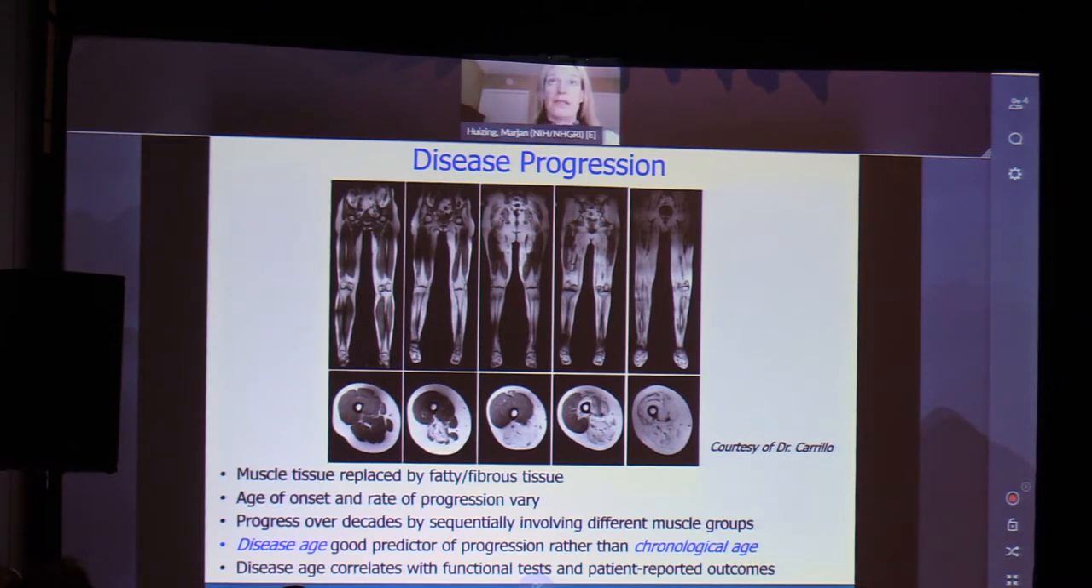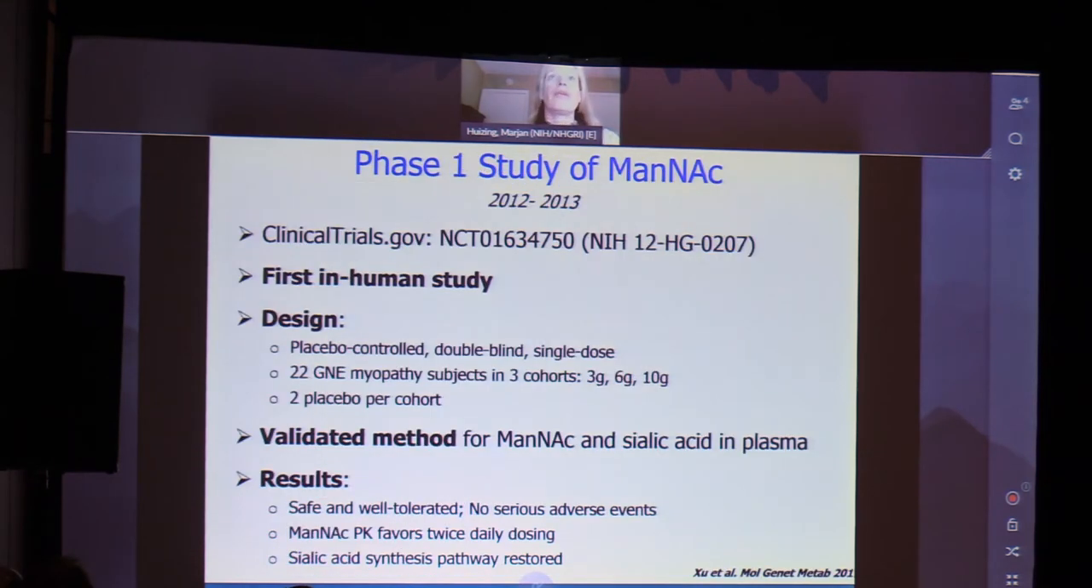Then the phase one study of MANAC was a first-in-human, placebo-controlled, double-blind, single-dose study. 22 patients were divided into three cohorts, receiving 3 grams, 6 grams, or 10 grams of a single dose of MANAC. We established a validated method for both MANAC and sialic acid measurements in plasma. The result of this phase one trial is that MANAC is safe and well tolerated, with no serious adverse events after a single dose. The 3 and 6 gram doses were better tolerated than the 10 gram single dose.